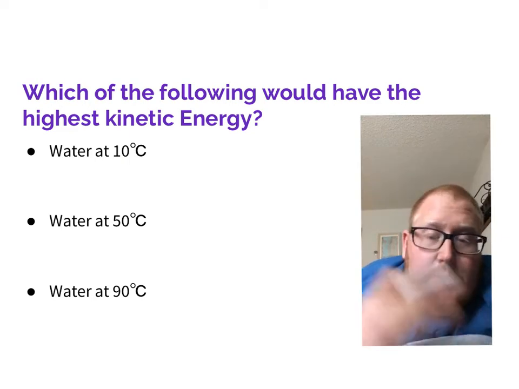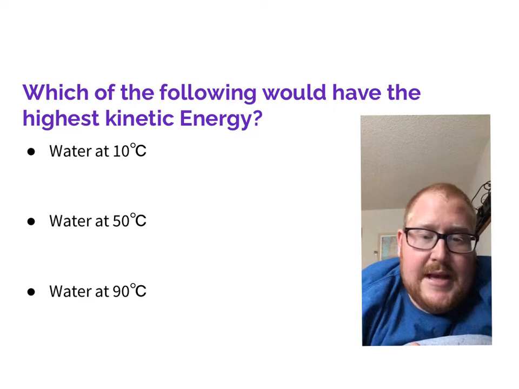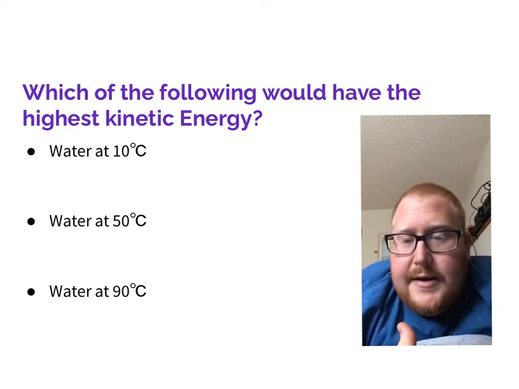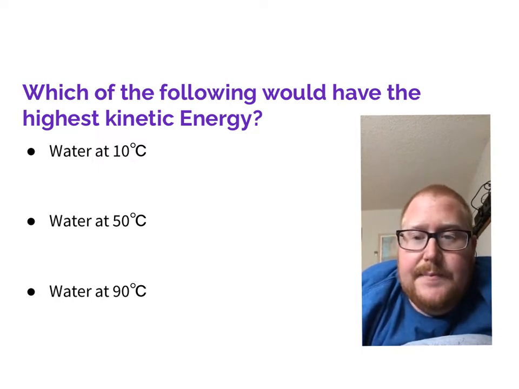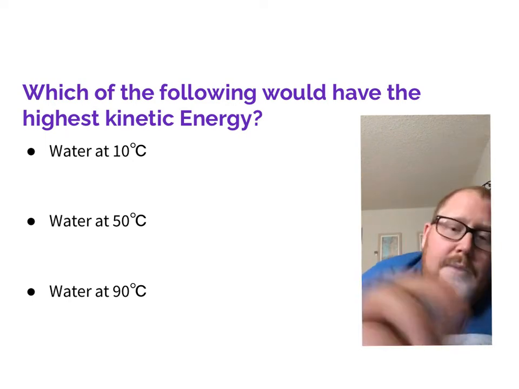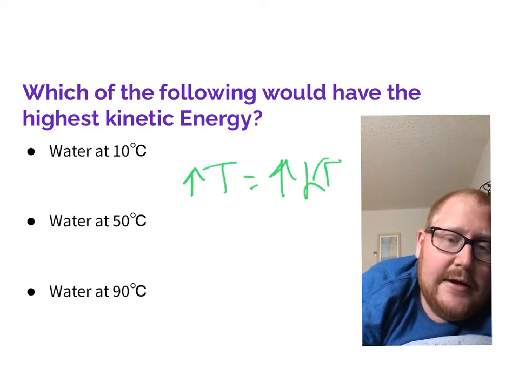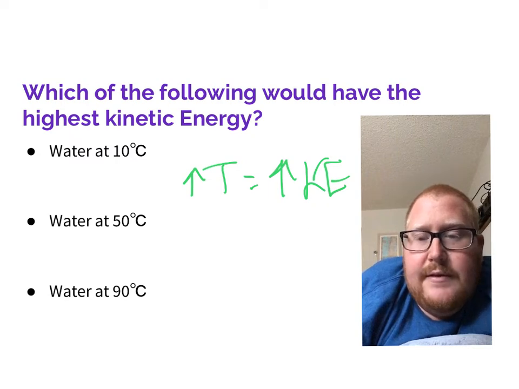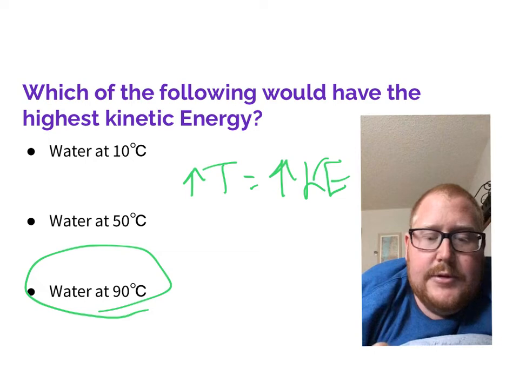So now, based on what you just heard, let's take a look at one example. We have 3 samples of water. Water at 10 degrees Celsius, 50 degrees Celsius, and 90 degrees Celsius. Which one is going to have the most kinetic energy? Which one is going to have the average molecules moving the fastest? Well, if you think back to what we said, when you increase the temperature, that also means you have an increase in kinetic energy. So which is going to have the highest kinetic energy? Water at 90 degrees Celsius is, because it's at a higher temperature.